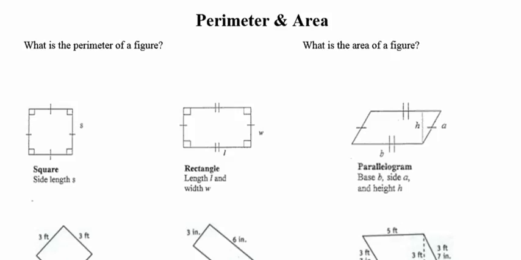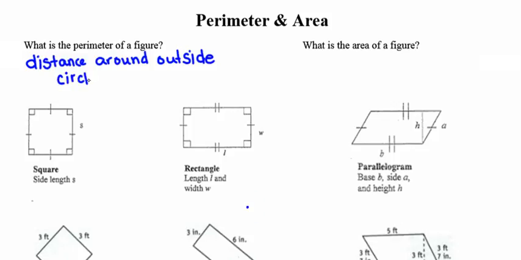In this video, we're going to review the concepts of perimeter and area. First of all, recall that the perimeter of a figure is really just the distance around the outside. Now for a circle, we have a special name for the perimeter of our circle. And the special name that we give to the perimeter of a circle is the circumference.